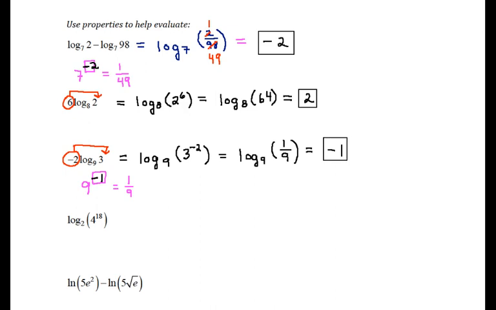This next example really could be done one of two ways. It is possible to do this using properties of exponents, as I can show you after we've done this doing properties of logs. But looking at a base of 2 and an expression that's a power of 4, because the bases don't match exactly, this one's a little bit harder to figure out. We can simply use a property of logs, and pull that 18 out. And that gets us 18 times log to base 2 of 4.